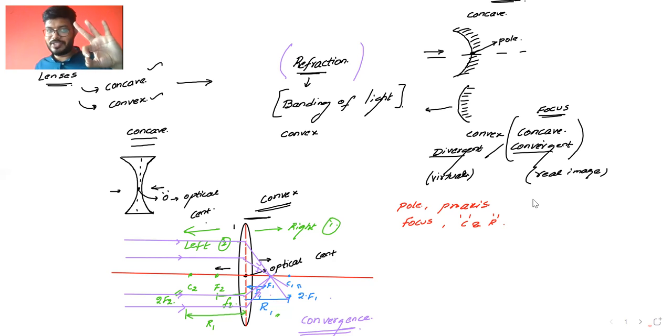Actually, there are 3 types of lenses. As I said, convex and concave. In both convex and concave, there are again 3 types: plano, concave or convex, convex or concave. There are different types, and we'll discuss that part.